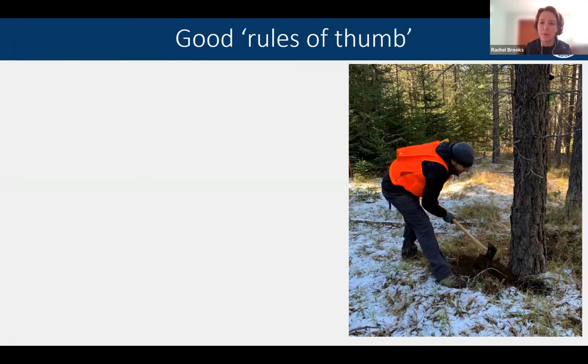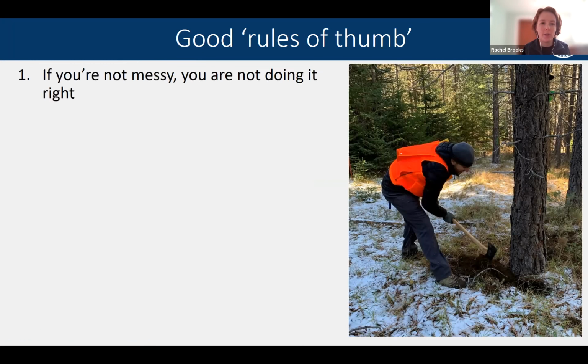Now, when you're doing this, there are a couple of things you should keep in mind when examining rot. Here's a list of rules of thumb I put together that I try to follow when I'm in the field. The first is, if you're not messy, you're not doing it right. This is just good to keep in the back of your mind, to keep on going and keep on digging and keep on looking. Because ultimately, we're trying to see what's happening underground, and we only have the tip of the iceberg, so to speak, of what's happening. We're just trying to expose as much as possible to figure out what's happening.